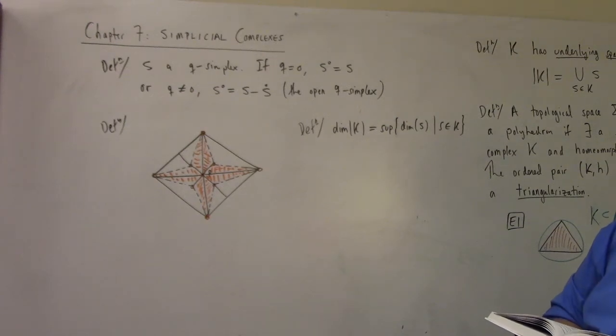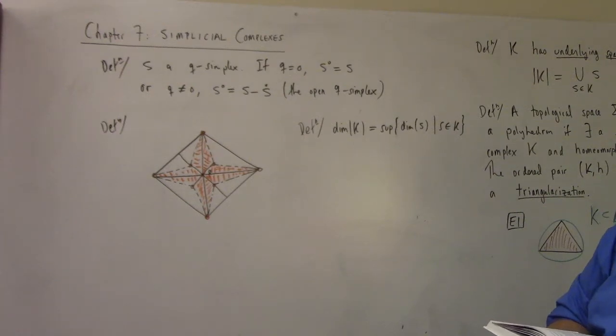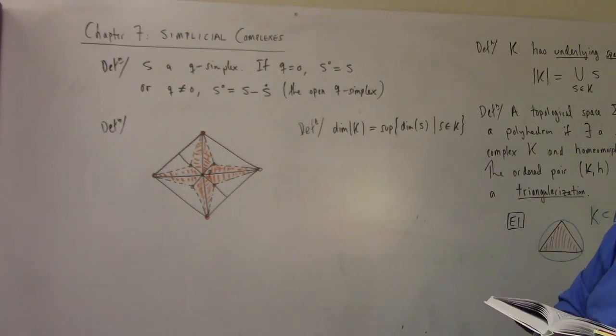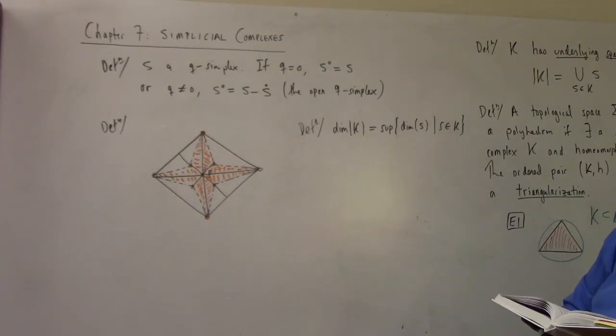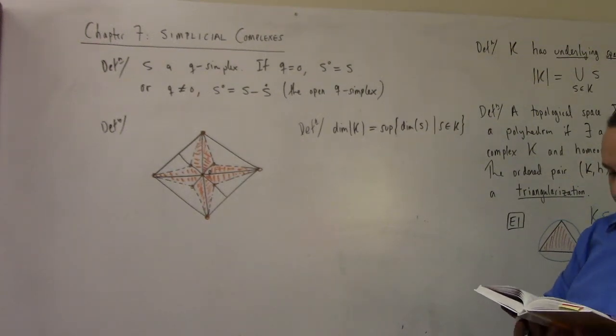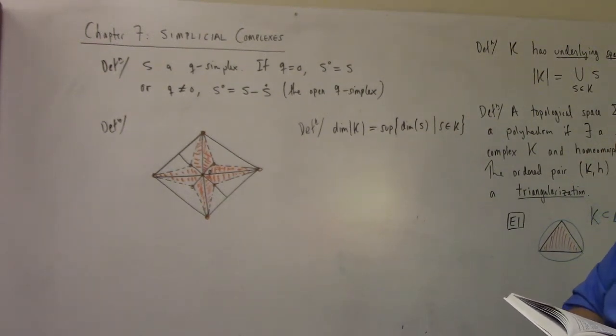So the dimension of a simplex is the supremum, although that seems unnecessary since we're dealing with finite simplices. It's the maximum of the dimensions of the faces. Right. As he says, of course, a Q-simplex has dimension Q.